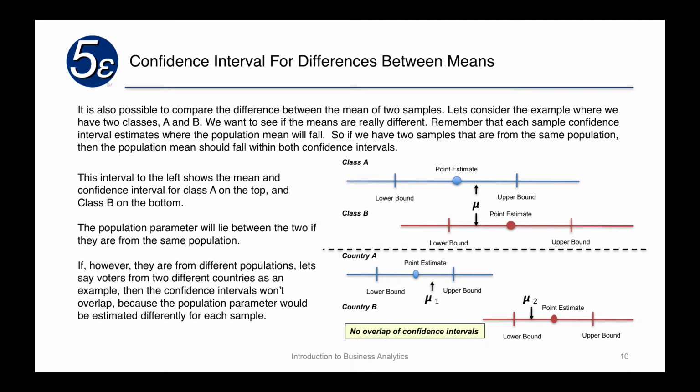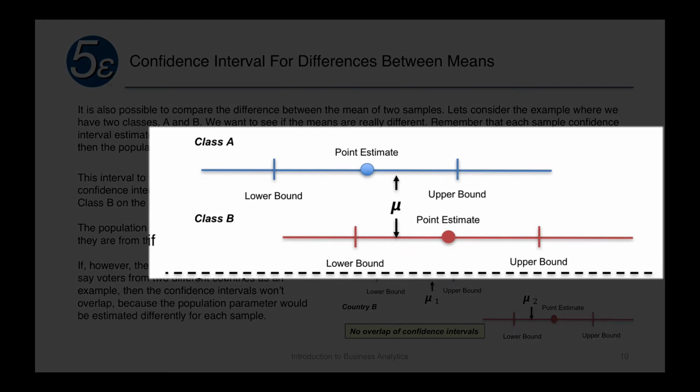Now, if we want to find a confidence interval for differences between means, this is a little bit different. Now, why would we do this? Well, let's say we're trying to compare two samples to see if the point estimate means are different. Well, in this case, we have two graphs here. We have a class A and class B. And we see that here's our confidence interval for class A, and here's our confidence interval for class B. And we know that the population parameter is going to have to sit between the confidence intervals.